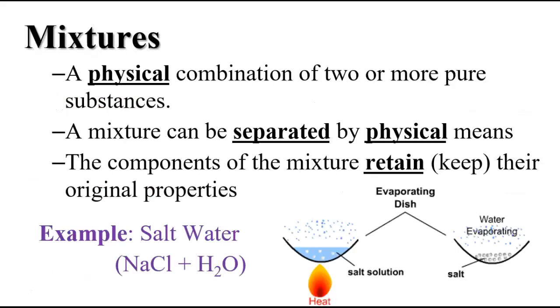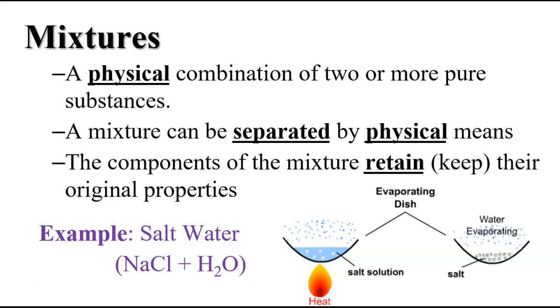Okay, mixtures then. Mixtures are a physical combination. So that'd be like mixing blue jelly beans and red jelly beans. Okay, they're not going to turn green or purple. They stay blue and red. They just get mixed up. Okay, and then you can separate a mixture with physical means. So either by just picking out the red jelly beans, or by evaporating water, or by filtering out the noodles when you're making mac and cheese.